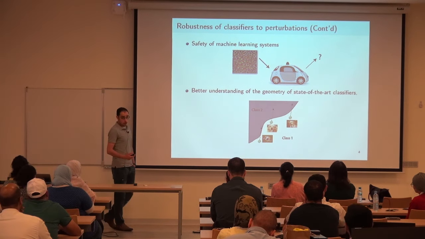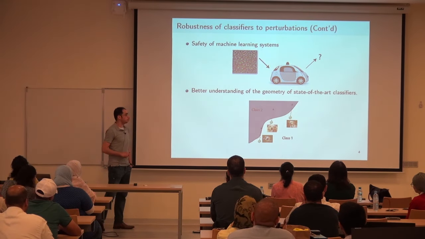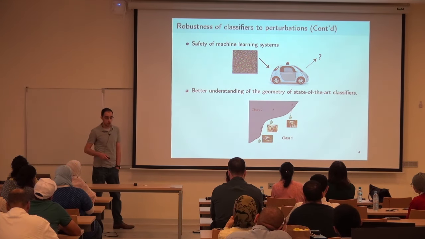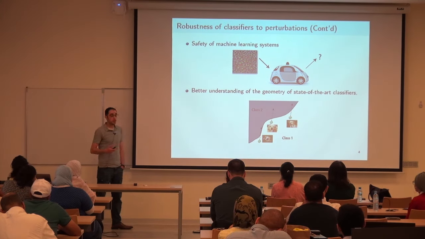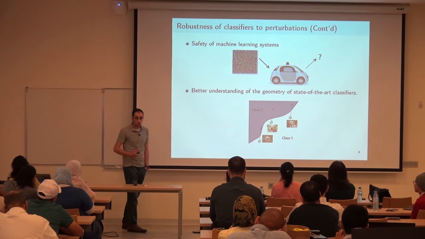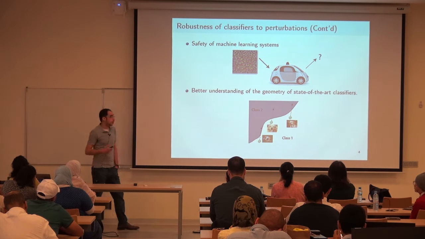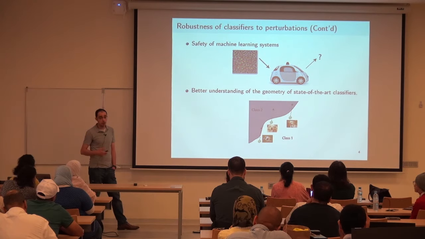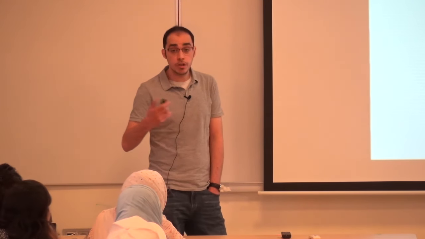But there is also another component to this, which is the fact that the robustness of deep neural networks has connections with our fundamental understanding of how deep neural networks create decision boundaries and so on. So we'll be seeing today some connections between the robustness of deep neural networks and the geometry of the classifiers, how the decision boundaries look like, the curvature of the decision boundaries, and so on.